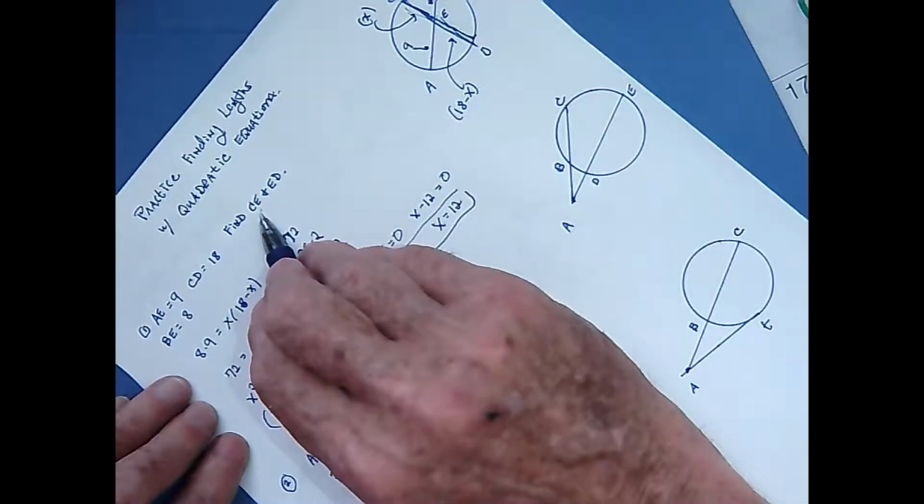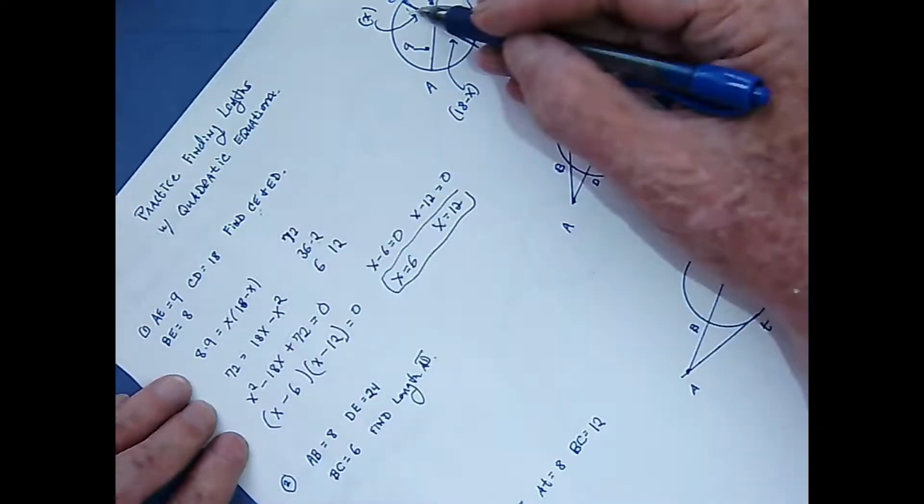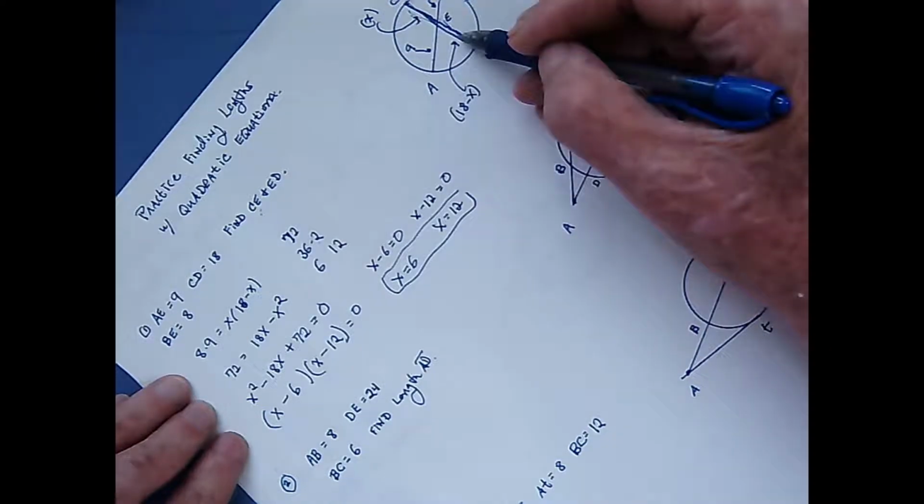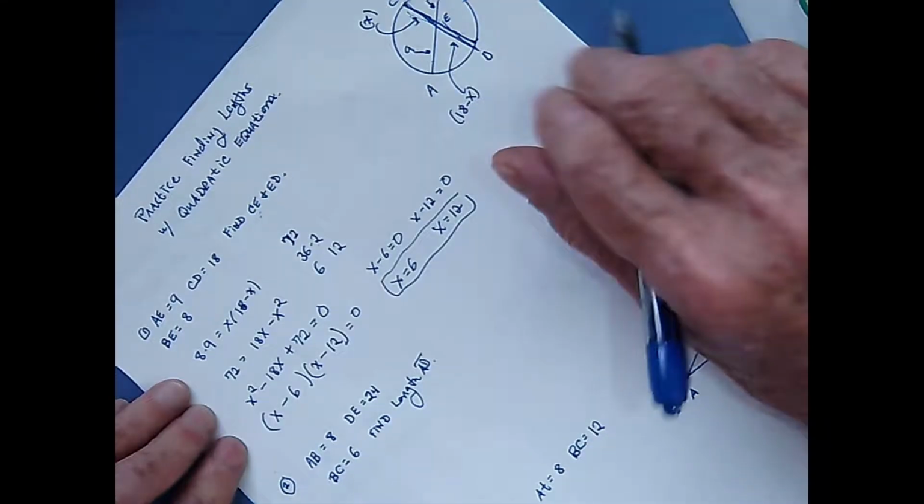When I say find the lengths of CE and ED, you can go by the way it looks. The shorter one could have been the 6 and the longer one could have been the 12. But just report it as 6 and 12 and I'm happy.